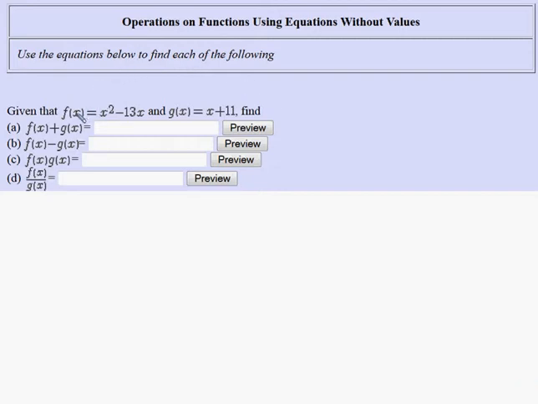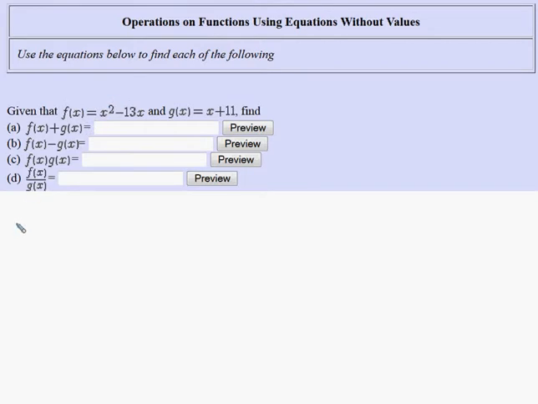In this problem, we're given two equations, f of x and g of x, and we're asked to add, subtract, multiply, and divide each, and I'm given no x values to substitute. So when I do these problems, I'm going to think of it as making a series of substitutions. Wherever I see the notation f of x, for example, I'll be replacing it with x squared minus 13x. In mathematics, if two things are equal, one thing can be substituted for the other.